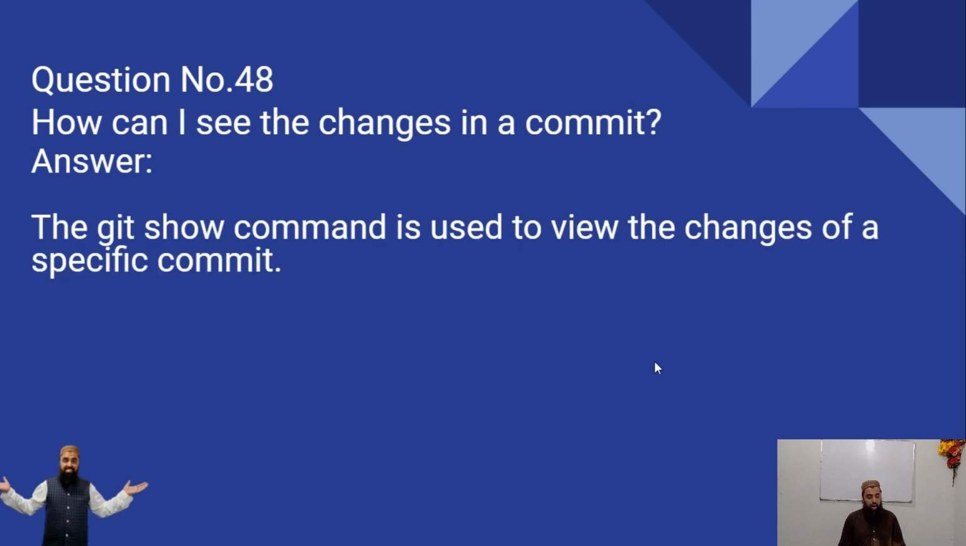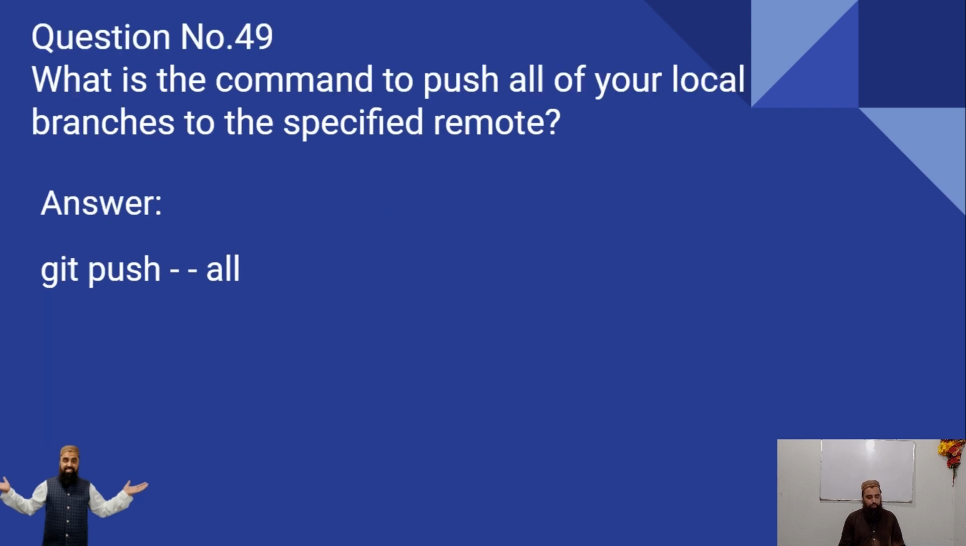Question number 48. How can I see the changes in a commit? And the answer is simple, which is the git show command. We have used this command in our git commands lecture, and it shows the changes of a specific commit. Git show and the commit ID, then it will tell us what happened in that commit, what changes were committed in that specific commit. Git show command.